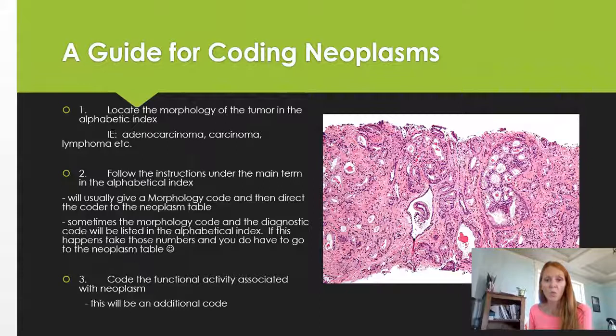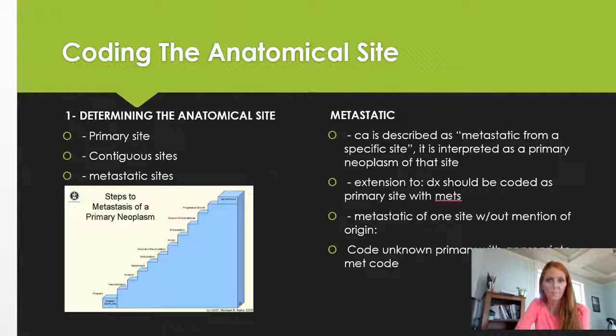So once you look up here, then again you would go to the neoplasm table and then you code based on what's going on in the neoplasm table: primary, secondary, in situ. So how do we know if it's primary or not, right? Or how do we know if it's metastatic? Well, primary is the first site the cancer started.